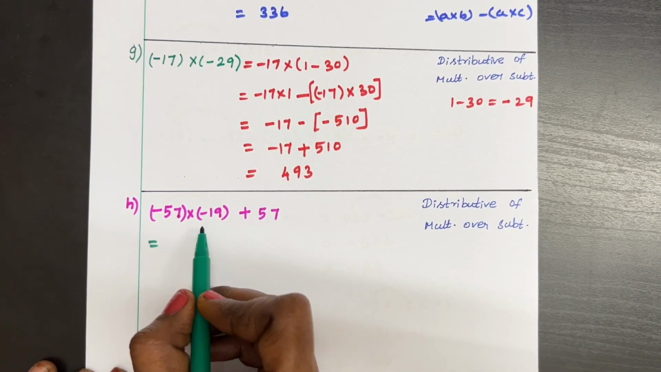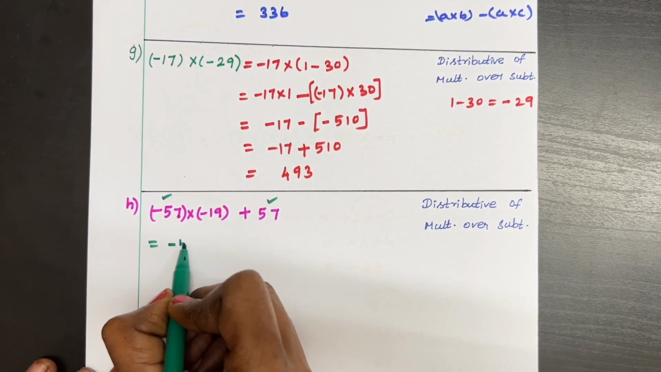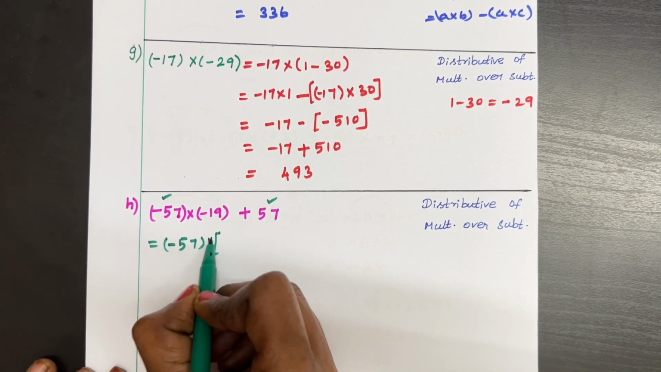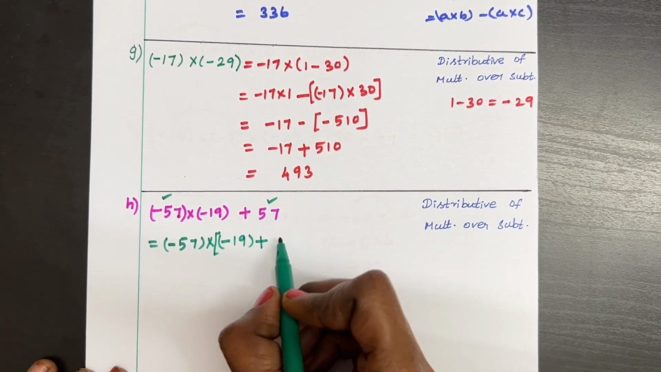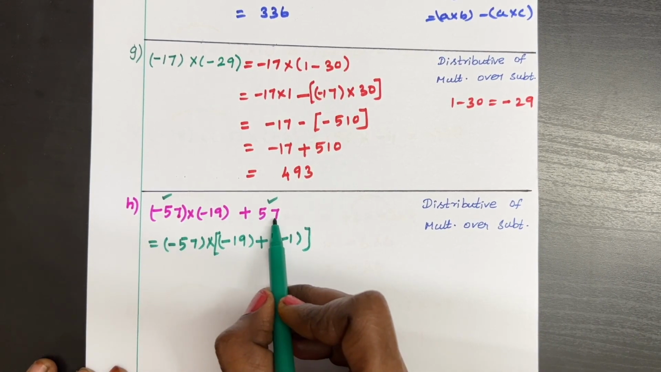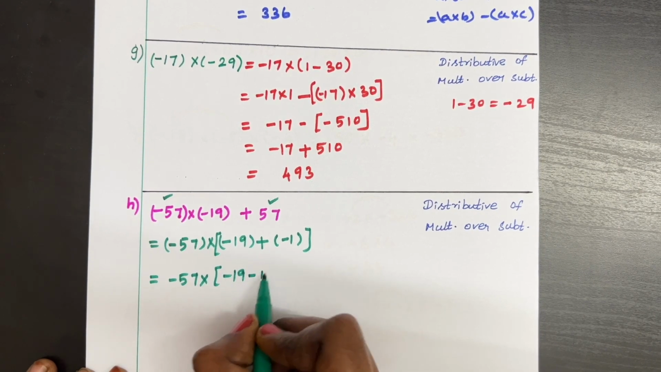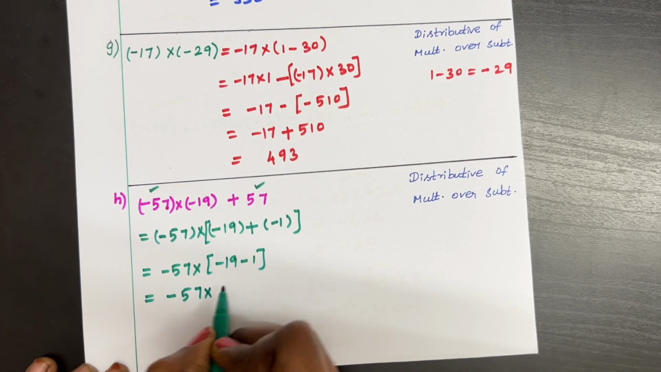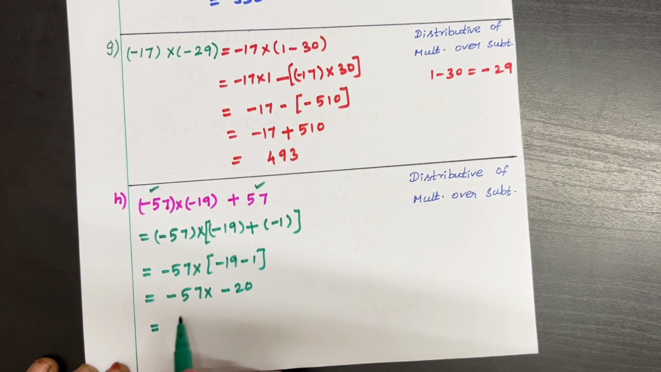Minus 57 into minus 19 plus 57. So how to do this? See, 57 is common in both the terms. So minus 57 we can take it out. So minus 57 into, in the first term we are having minus 19. In the second term we are having nothing, means it is 1. But we have taken minus 57, so here minus 1. Then only minus 57 into minus 1 makes plus 57. So this is equal to minus 57 into minus 19 plus minus 1. This is equal to minus 57 into minus 20. Now easily we can do it. 57 into 2, negative into negative is positive. So this gives us 1140.